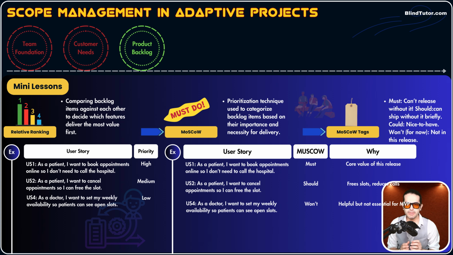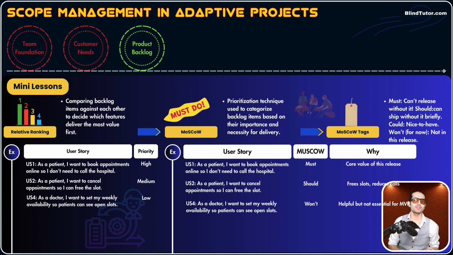By must, we mean we can't ship the release without it. This functionality is vital. This is the most important thing. This is the must tag. If a user story is vital functionality and we cannot release anything without that user story, that could be tagged as must. User story 1 is must. Why must? Because this user story is the core value of this release.